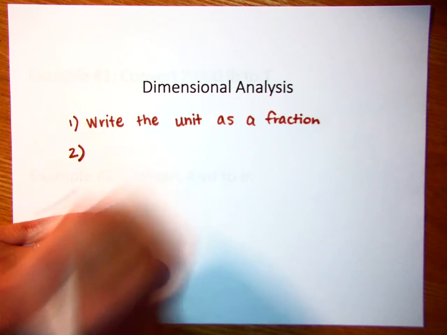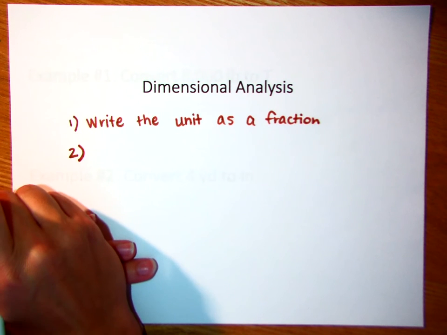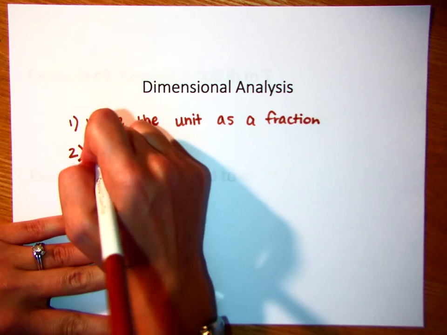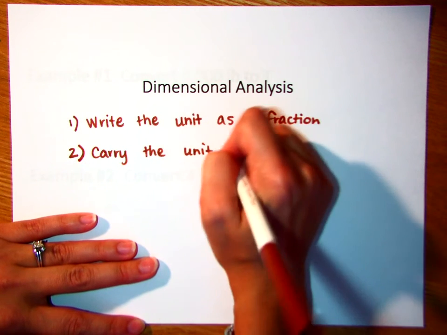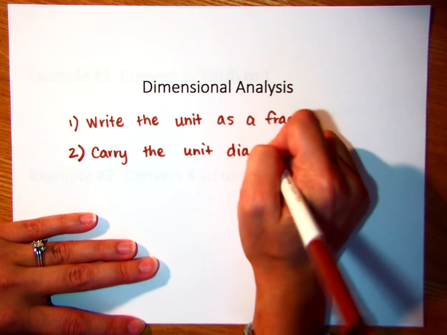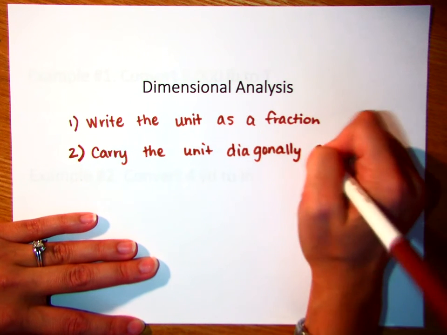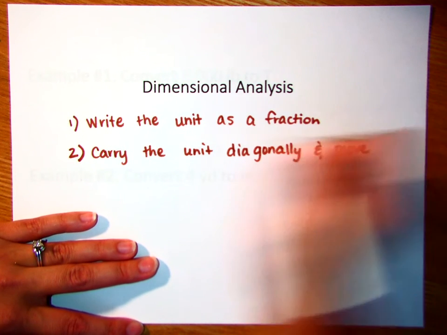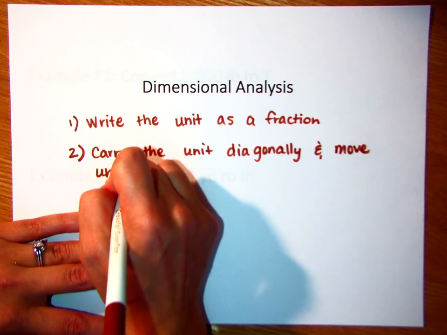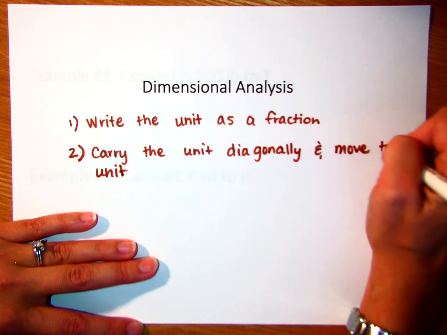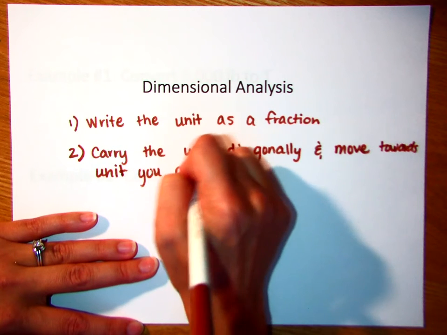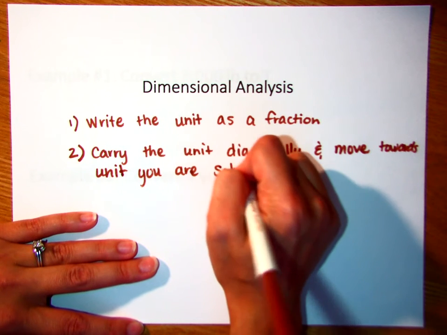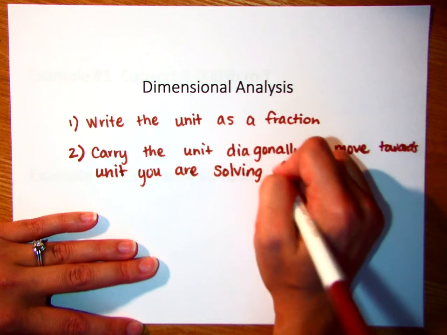Then the second step is that you're going to want to always carry the unit diagonally. So carry the unit diagonally, and move towards the unit you are solving for. This may be done in one step. This may be done in multiple steps. So let's go ahead and look.